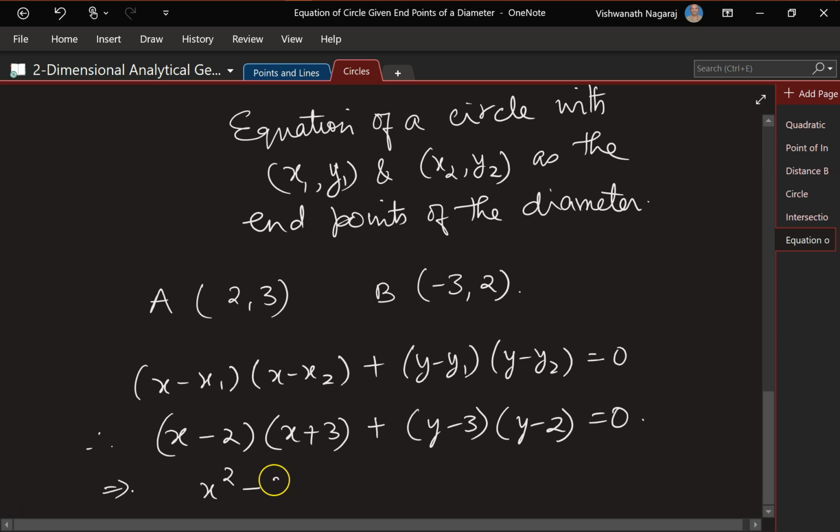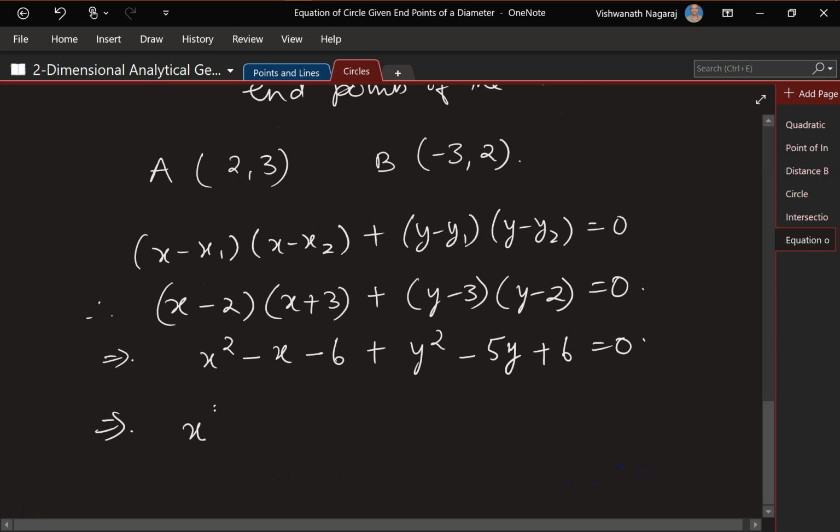x square, minus 3x plus 2x is minus x, minus 6, plus y square minus, 2 plus 3 is minus 5y, plus 6 equal to 0. So x square plus y square minus x minus 5y, and minus 6 plus 6 gets cancelled, equal to 0.